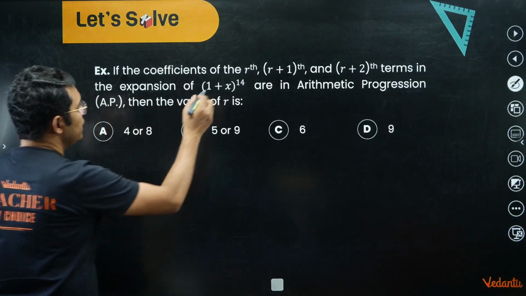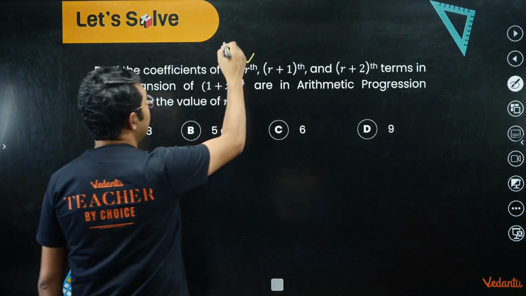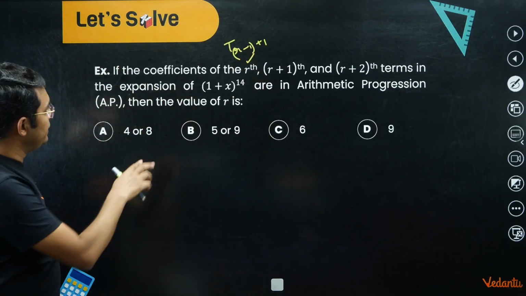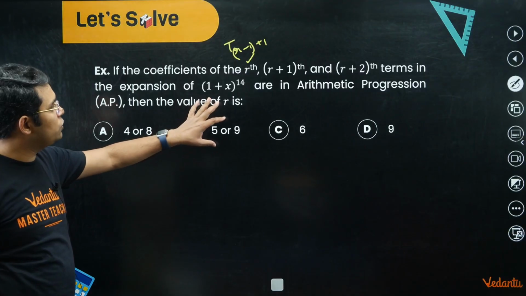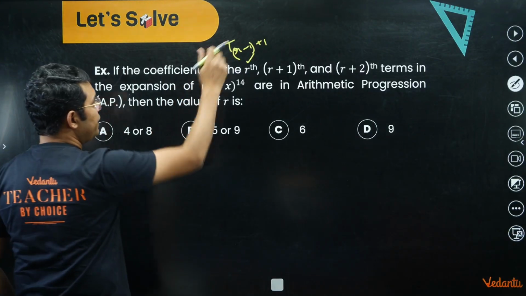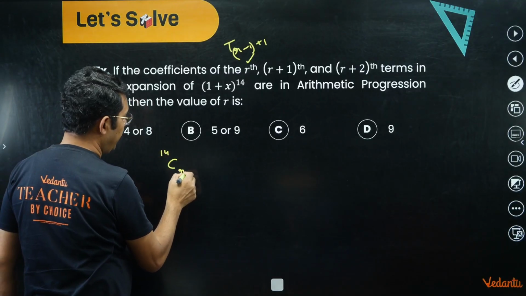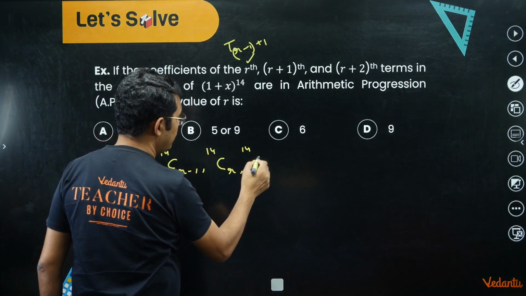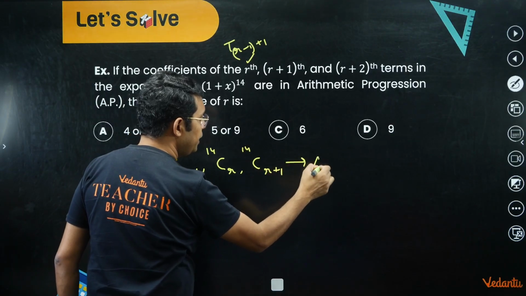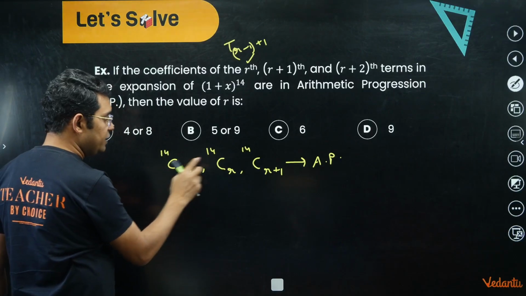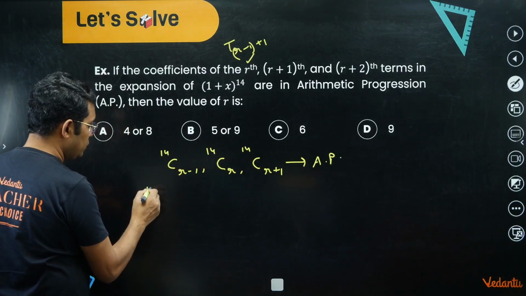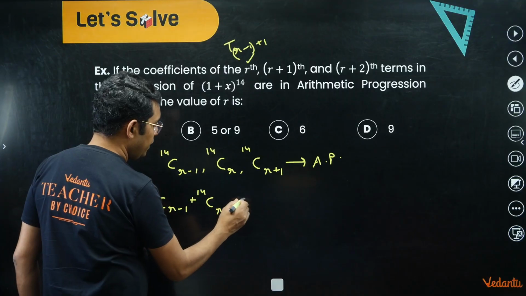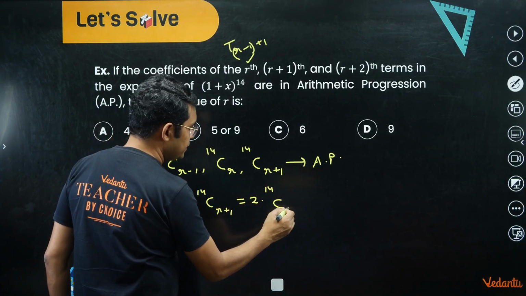Okay, so dear students, if we are looking for the rth term, it will be written as T of (r-1)+1. The coefficient, because it is just (1 + x)^14, is only the binomial coefficient, so it would be 14C(r-1). The second one would be 14Cr and then 14C(r+1), and they are in AP. You know the property of AP: the sum of the first plus the third has to equal 2 times the middle. So 14C(r-1) + 14C(r+1) = 2 times 14Cr.